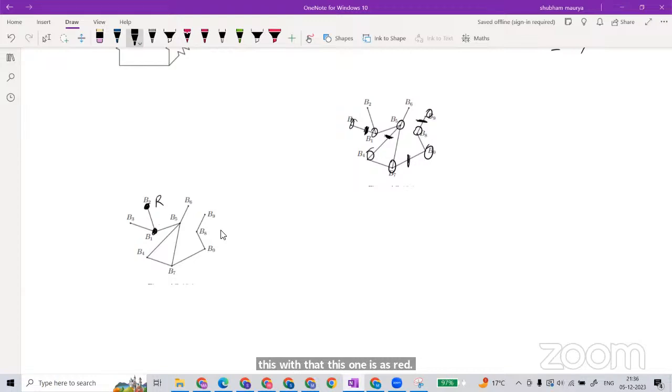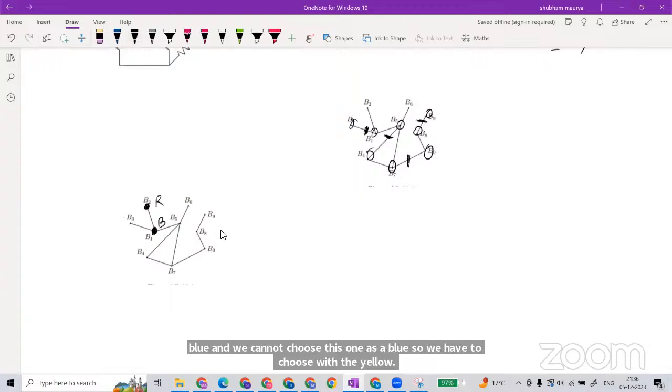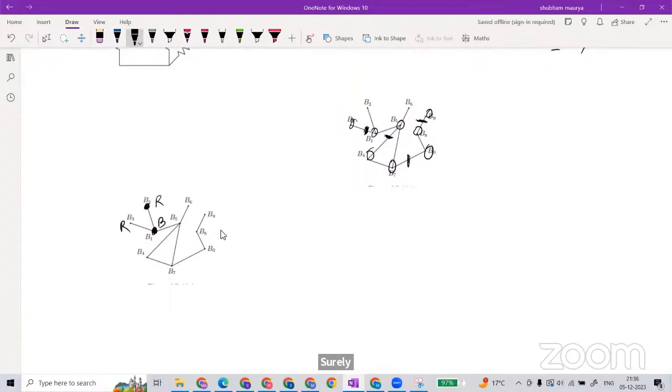So let's choose blue for this one. Then we cannot choose blue for this one, and we cannot choose blue for this one either. So we have to choose yellow, surely, or even red. We can choose red, not even yellow, because these two are not actually joined with an edge. So we can color this one. B3 is red. Now this is red, this is red, so we can now color it red.